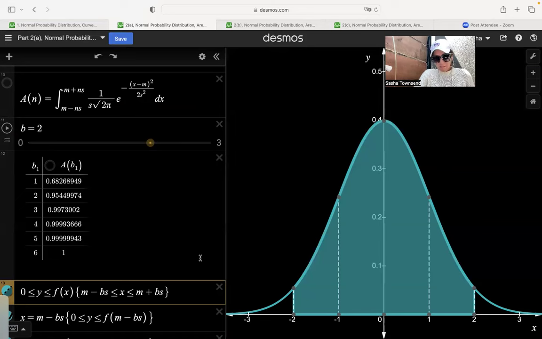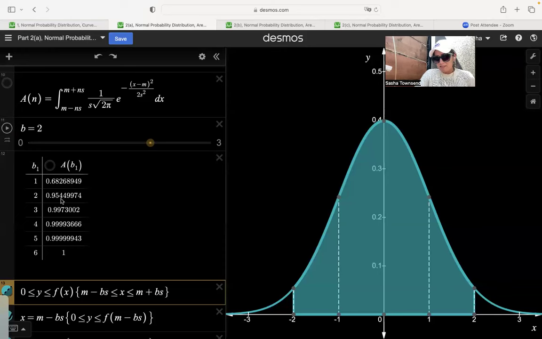But it turns out that the area under the curve from 2 standard deviations below the mean to 2 standard deviations above the mean is 0.95. So that means the proportion of people, using my IQ example, with IQs between 70 and 130 is about 95.4%.